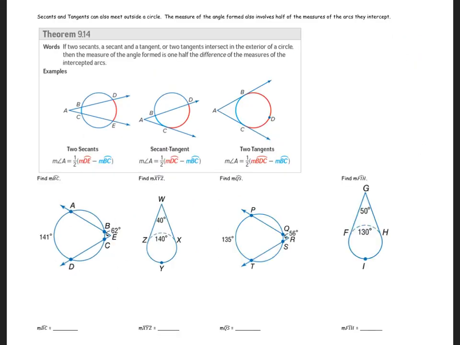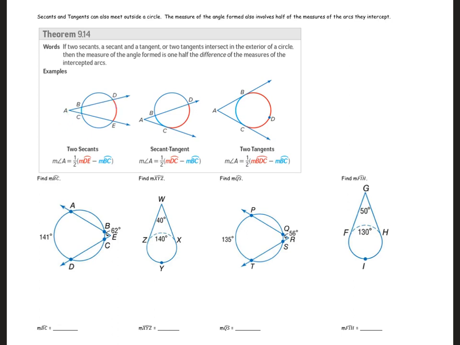Sometimes secants and tangents can meet outside of a circle. The measure of angle formed also involves half the measures of the arcs they intercept. So what we're going to do is look at theorem 9.14. If two secants, a secant and a tangent, or two tangents intersect in the exterior of a circle, then the measure of the angle formed is half the difference of the measures of the intercepted arcs.